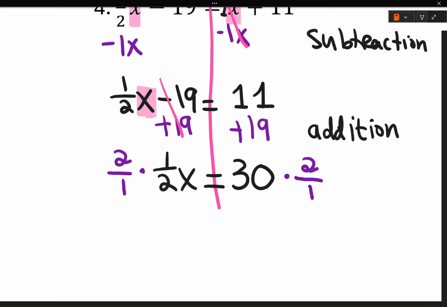Check out the right-hand side, the left-hand side. 2 over 1 times 1 over 2. Put that in your calculator. See what you get. You should get 1. Now, this is why.